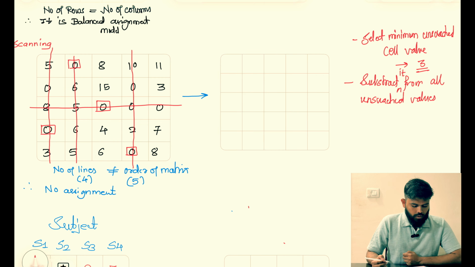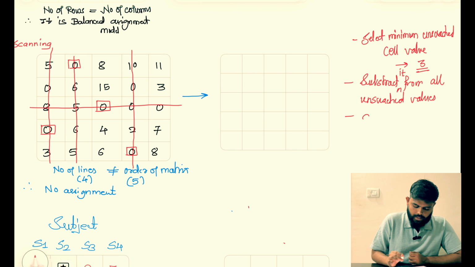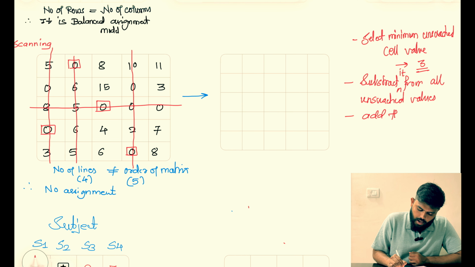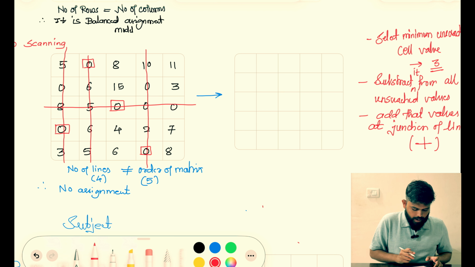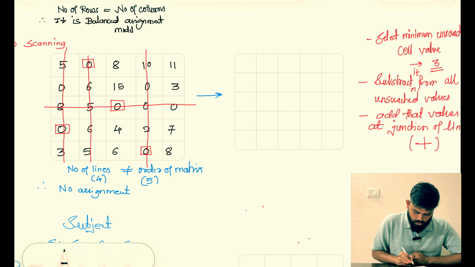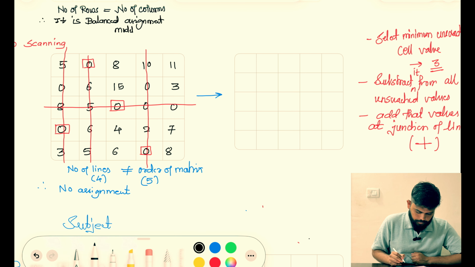Okay, so select the minimum unscratched value, subtract it from all unscratched values, and add that value at the junction of lines. Junction of lines means wherever two lines have intersected at that particular point, we will add that particular value. Okay, so let us see exactly what we have written.